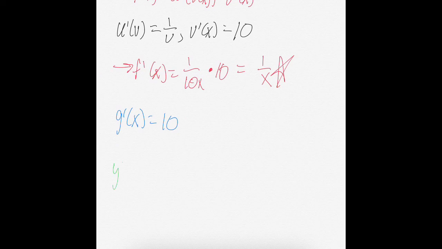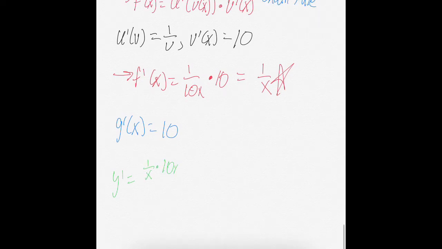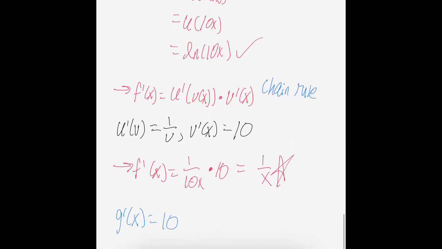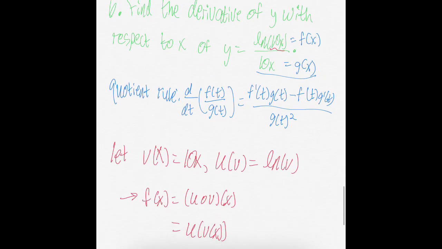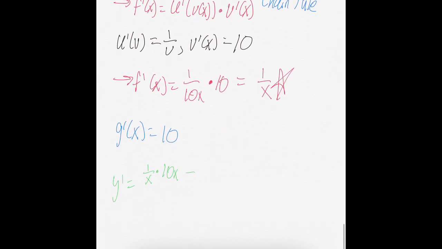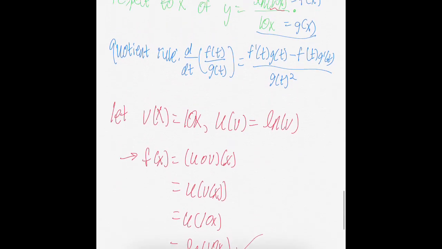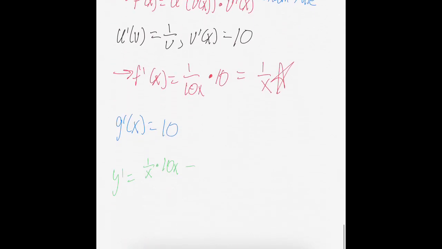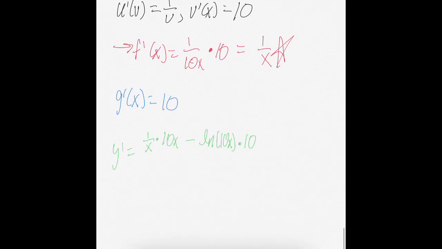F prime of t times g of t in the numerator. So f prime of t, well, I guess in this case, f prime of x. So that's going to be 1 over x. So y prime equals 1 over x times g of x, so times 10x. And then minus, so if I look back at my formula, okay, so we did f prime of x times g of x. Now we do minus f of x times g prime of x. And f of x was ln of 10x. So minus ln of 10x times g prime, which is just 10.